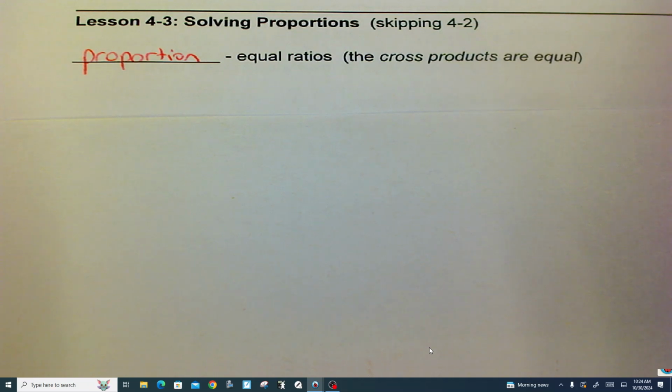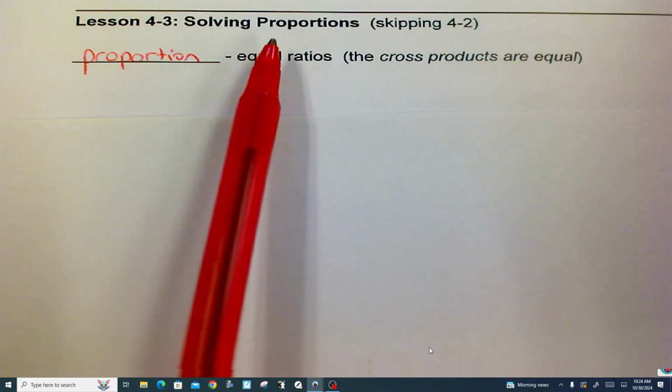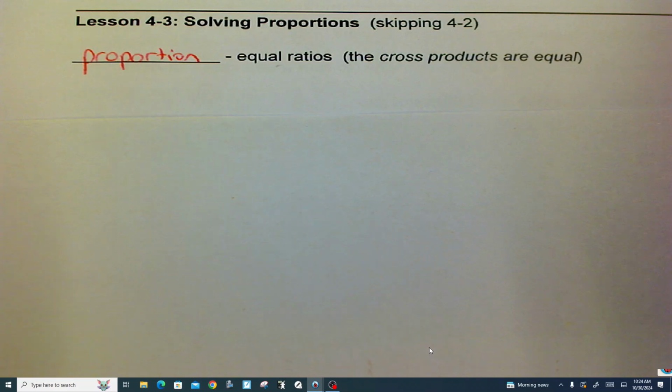Well, for this lesson, we need to look at what proportions are, so then we can go solve them. Well, proportions are just equal ratios. Now, I do have to mention this. A ratio can be written as a fraction. So if we substituted that word fraction for ratio, then quite frankly, it'd be like, cool, so if two fractions equal each other, that makes a proportion.